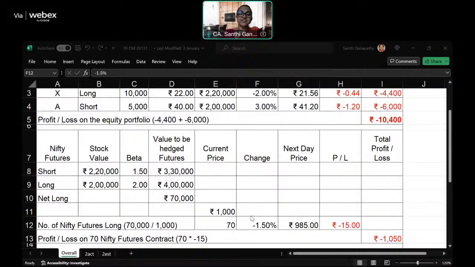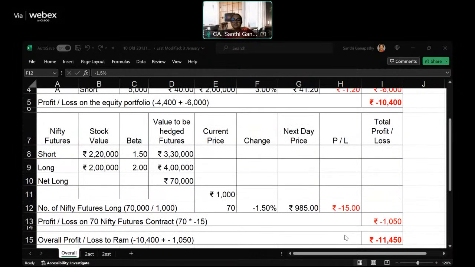You took a complete hedge. Now, it was going long in futures, 70 contracts. But then what happens? Here also, where you have gone long, the price has dropped. Therefore, there is a loss. Total loss is 11,450. Now, you might wonder, hedging means you should bring down the loss. You should eliminate the loss. Why am I having a loss?